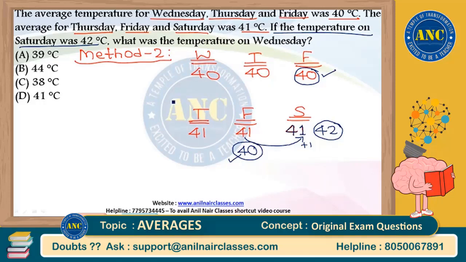Can I also say like this, sir? Here Thursday is 41, but here Thursday is 40. You should make it 41. If I want to make it 41, take 1 rupee from Wednesday. If I take 1 rupee from Wednesday, Thursday became 41. So Wednesday became 39.